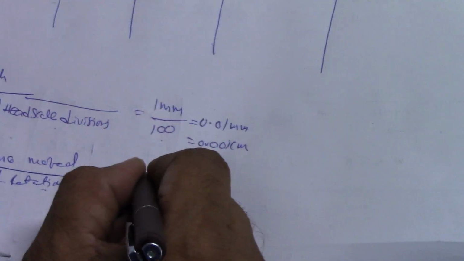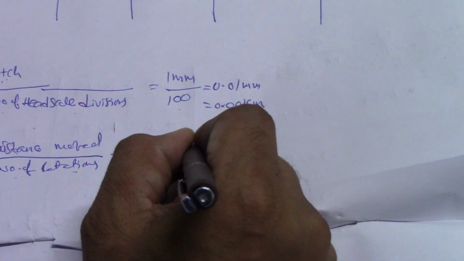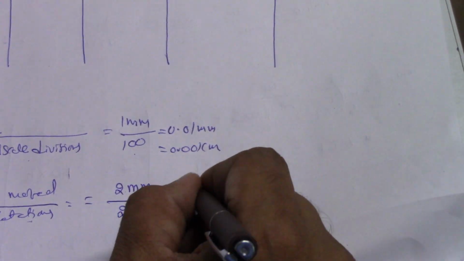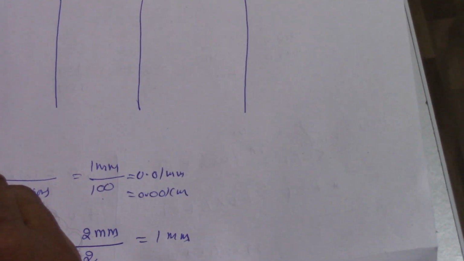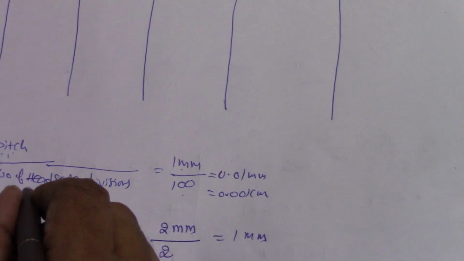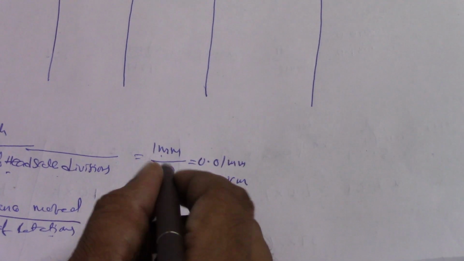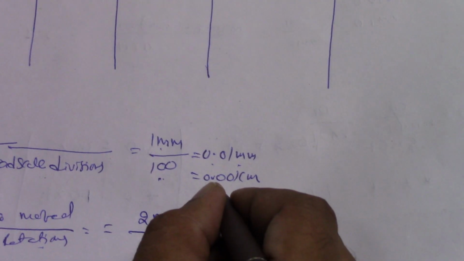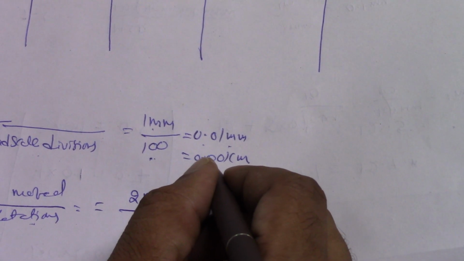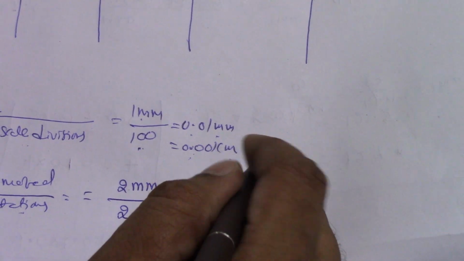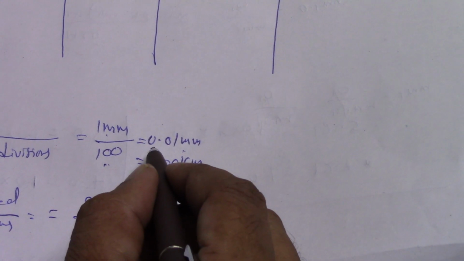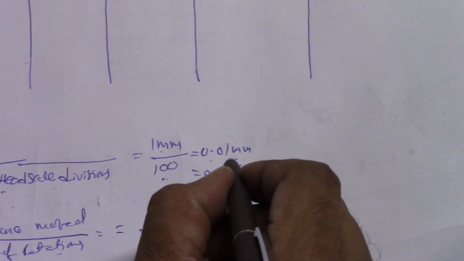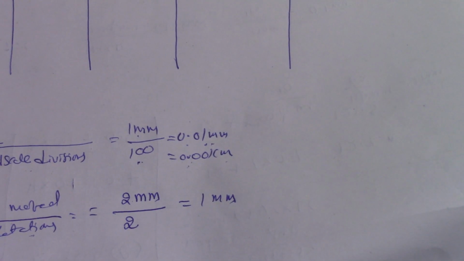Okay, so now let me calculate the pitch. Distance moved is 2 mm. By rotating it for how many times? 2 times. Rotations are 2. So 2 by 2 is nothing but what? 1 mm. So here pitch is equal to 1 mm divided by number of head scale divisions, which is 100. 1 by 100 is obviously 0.01 mm. If you want to convert it into centimeters, one more 0 will be added. So 0.001 centimeters. So in this experiment, let us take the LC, the least count, in mm, and finally convert it into centimeters. This is easy.